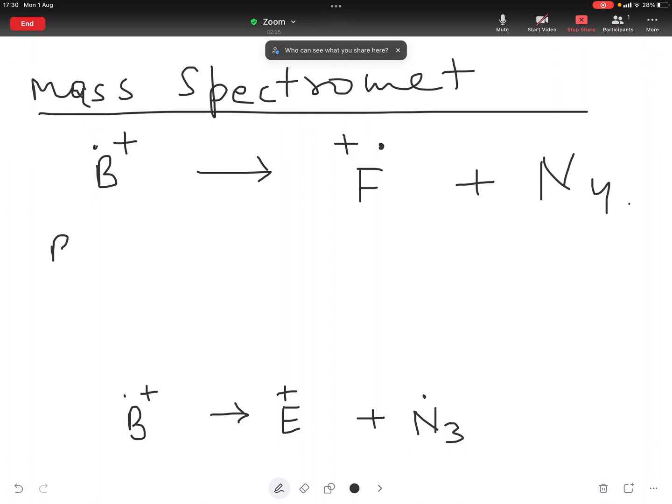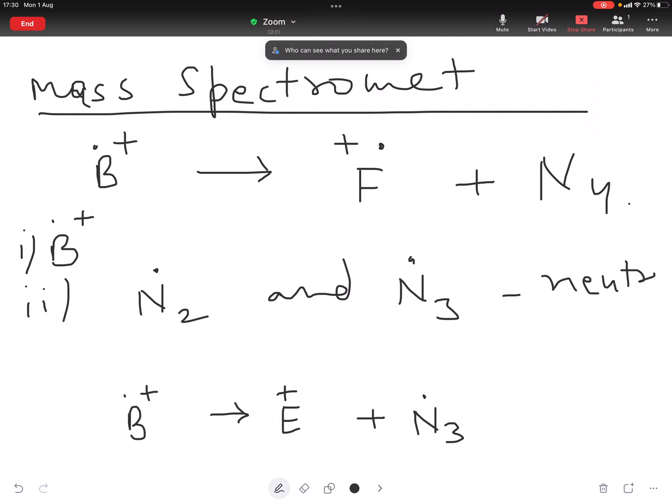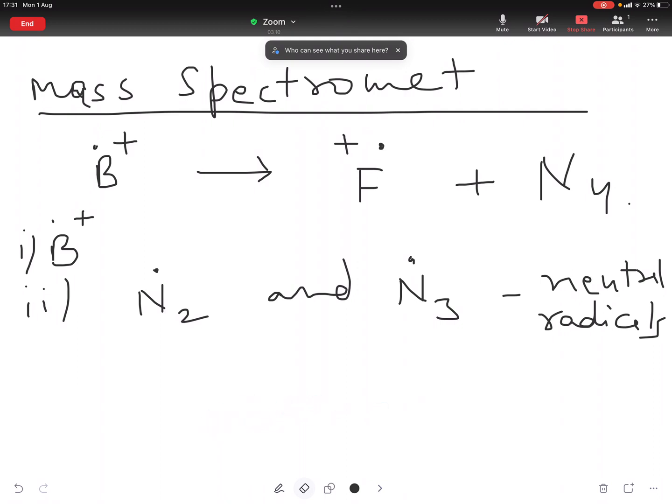where B dot plus may be a molecular ion or fragment ion formed by loss of neutral molecule from the molecular ion. N2 and N3, these are neutral radicals. N1 and N4 are neutral molecules.